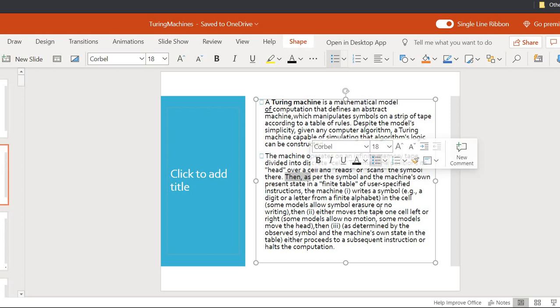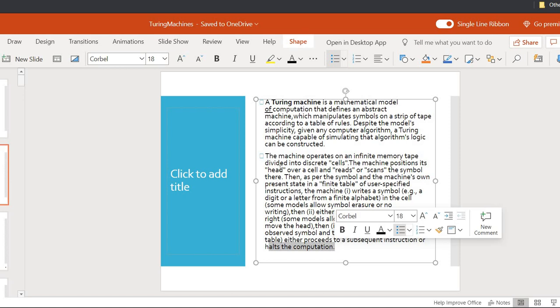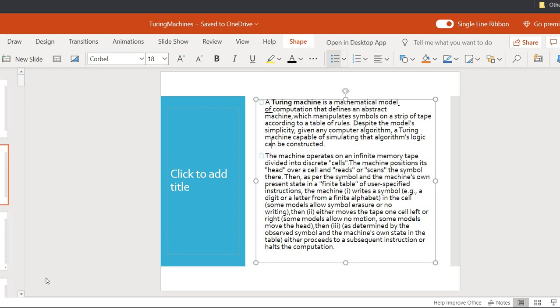Then, as per the symbol and the machine's own present state in a finite table of user-specified instructions, the machine writes a symbol in the cell, and either moves the tape one cell left or one cell right. Then, as determined by the observed symbol and the machine's own state in the table, either it proceeds to a subsequent instruction or it halts the computation. So this is a simple explanation of how the Turing machine works, like an outline.